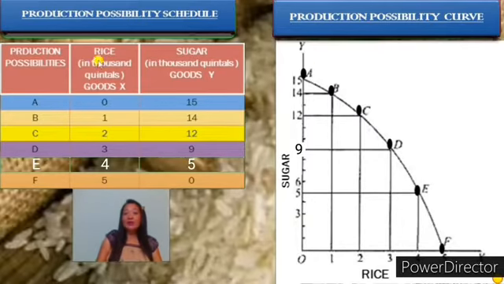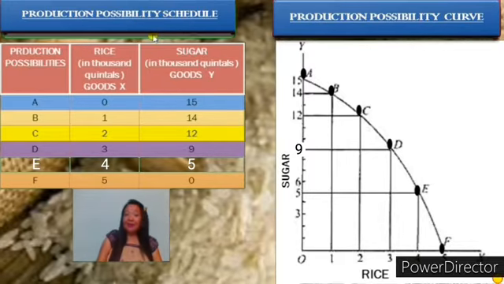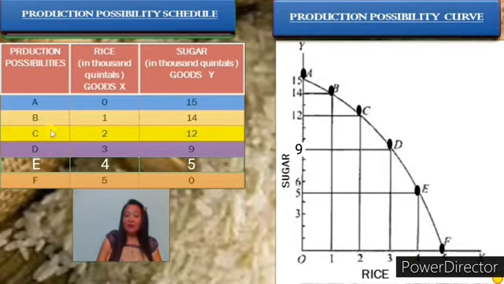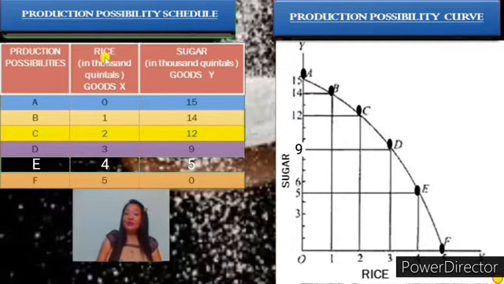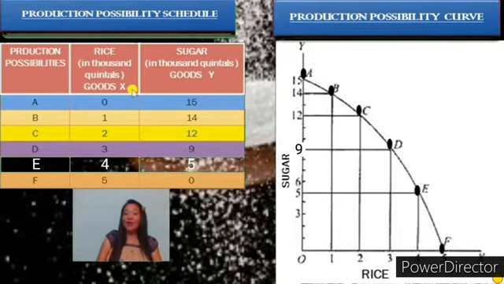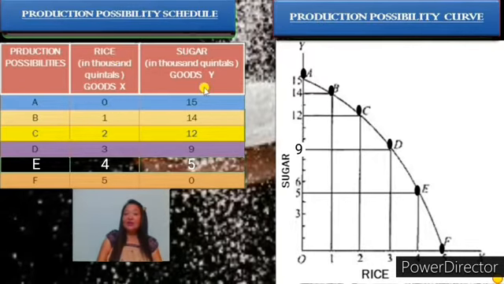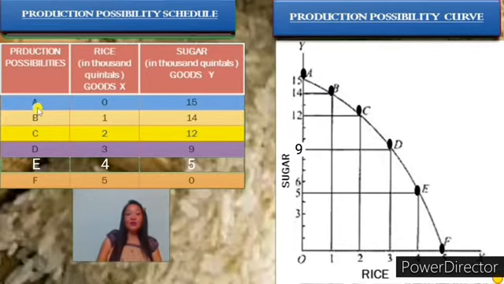Now, what is a PPS, a production possibility schedule then? Well, it's a table that shows the production possibilities of two commodities. Here we have taken two commodities, that is rice and sugar. In goods X we have placed rice, and in goods Y we have placed sugar.